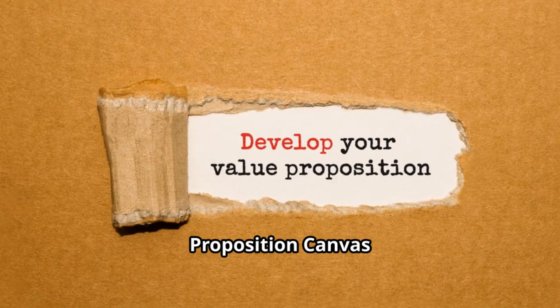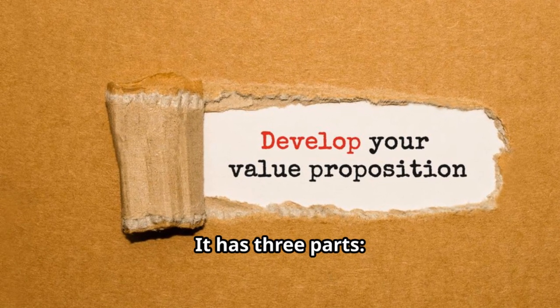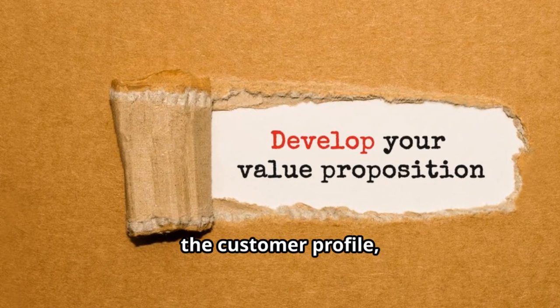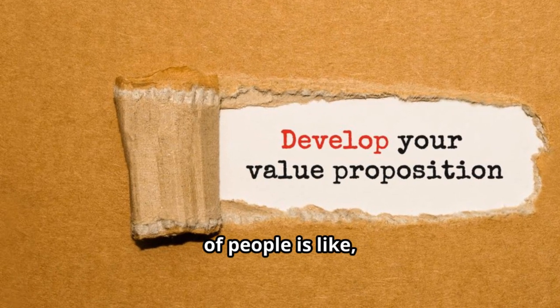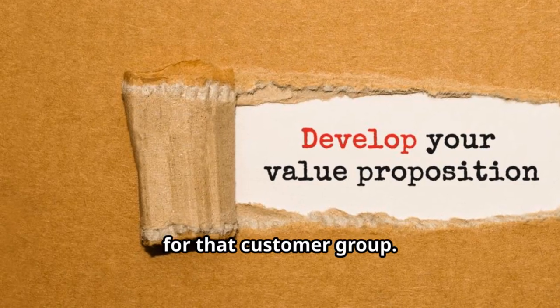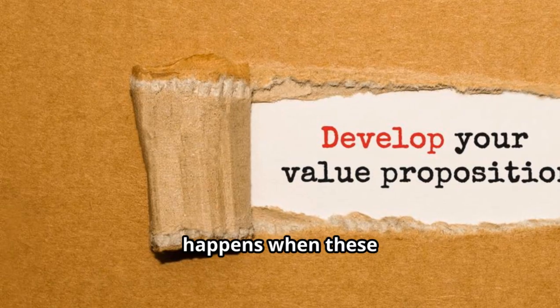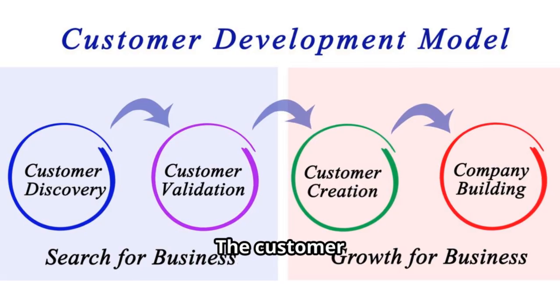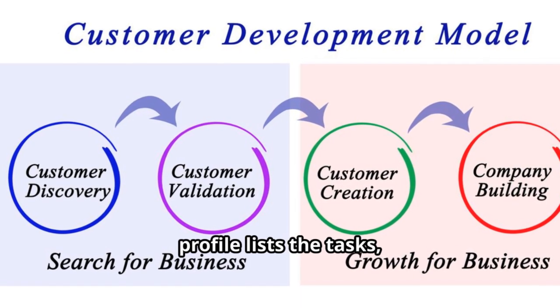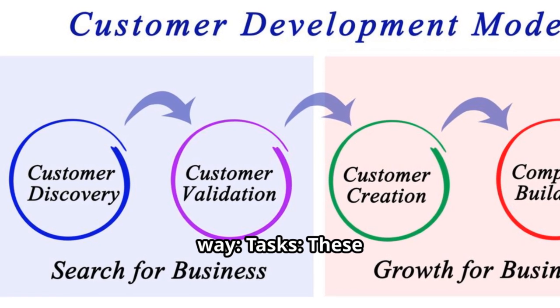The Value Proposition Canvas is a way to show things visually. It has 3 parts. The customer profile, which describes what a certain group of people is like, and the value map, which shows how you plan to create value for that customer group. The third part, called fit, happens when these 2 parts match up. The customer profile lists the tasks, frustrations, and gains of a customer group in a clear and detailed way.